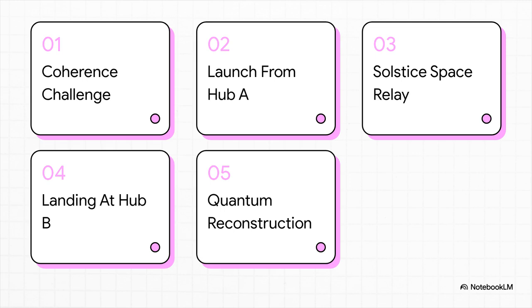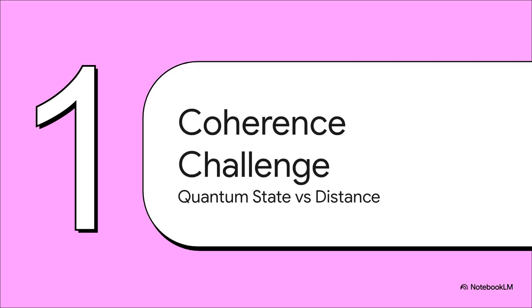Okay, let's dive into this and check out our flight itinerary so you know exactly where we're heading today. We're going to start with the Quantum Coherence Challenge, launch from Jitterbug Hub A, jump up to the Solstice Node Space Relay, track the descent down into Jitterbug Hub B, and finally wrap up with perfect quantum reconstruction. First up, Section 1, the Quantum Coherence Challenge.